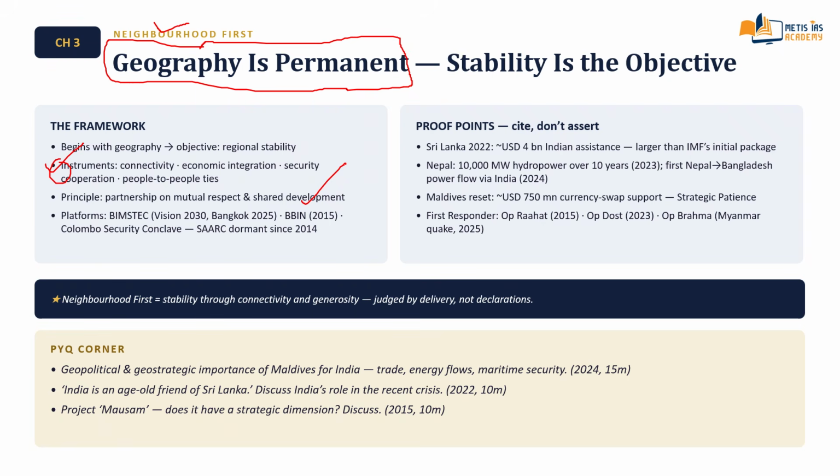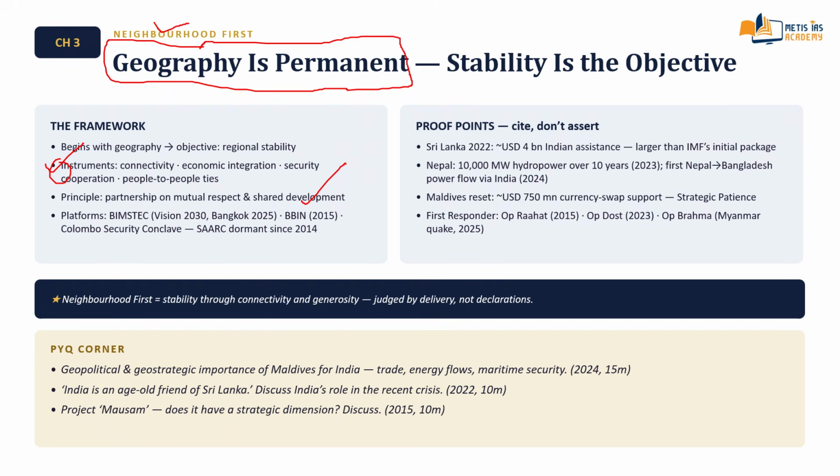At the same time, India's neighborhood has become more strategically significant. Why? Because external powers have increased their engagement across South Asia. So neighboring countries today have multiple economic and strategic partners.